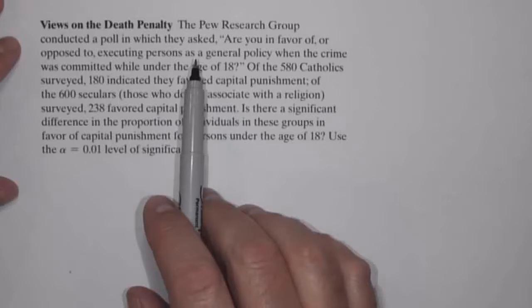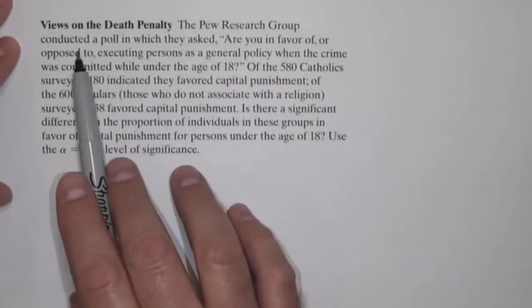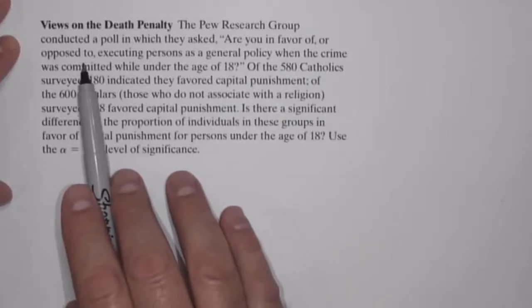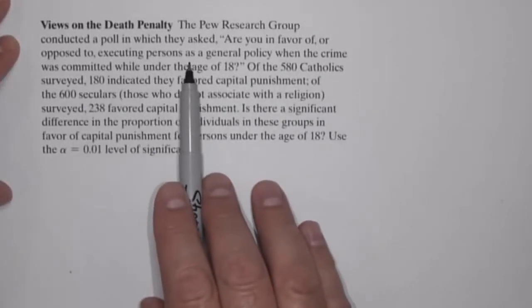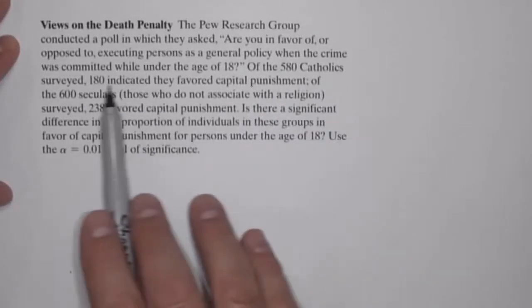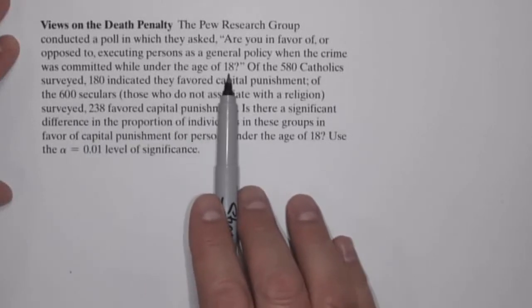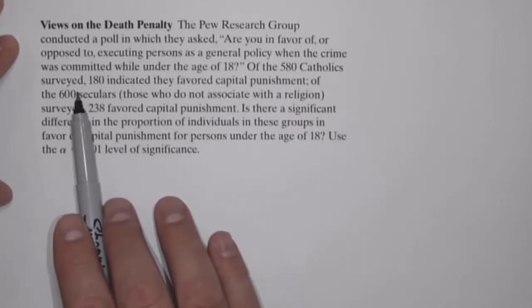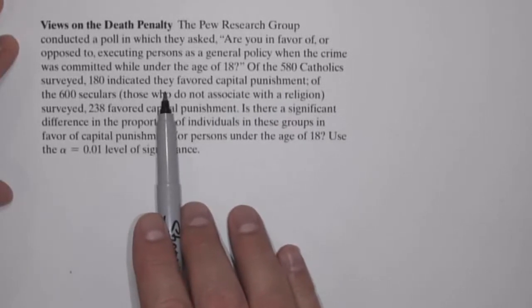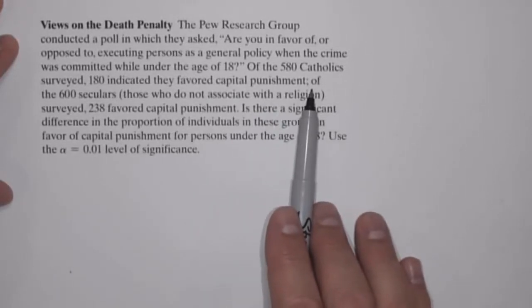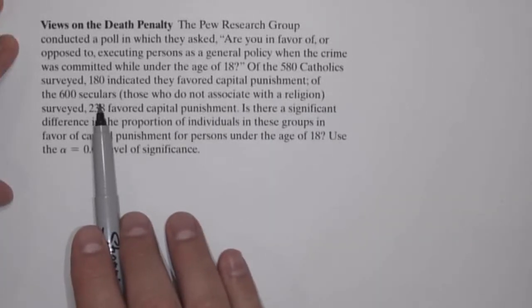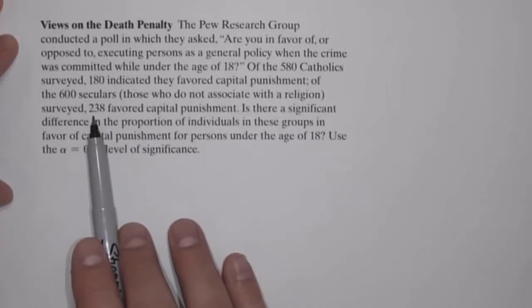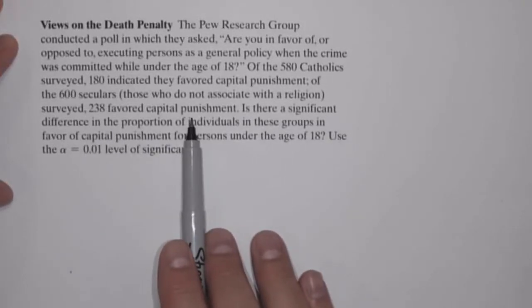Views on the death penalty. The Pew Research Group conducted a poll in which they asked, are you in favor of or opposed to executing persons as a general policy when the crime was committed while under the age of 18? Of 580 Catholics surveyed, 180 indicated they favored capital punishment. Of 600 seculars, those who do not associate with the religion, surveyed, 238 favored capital punishment.